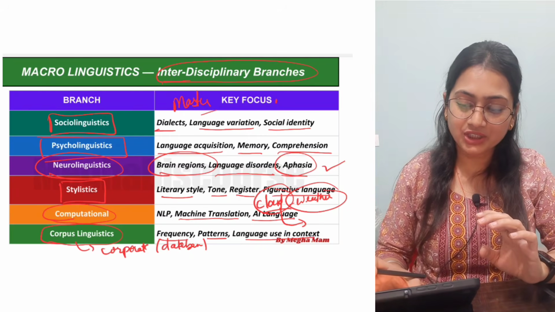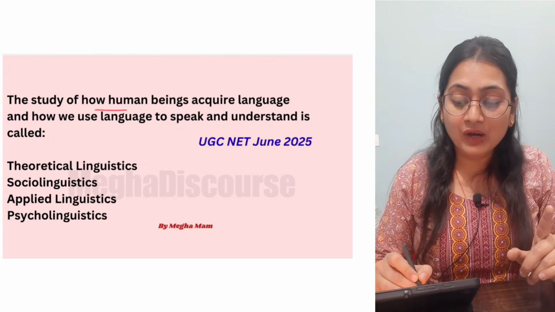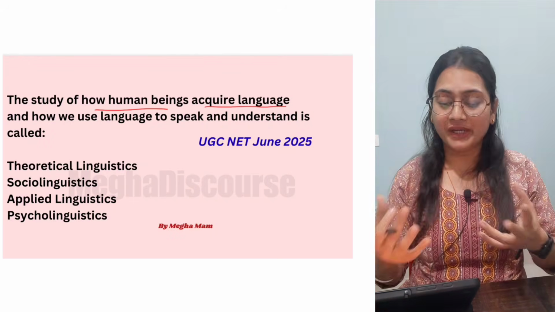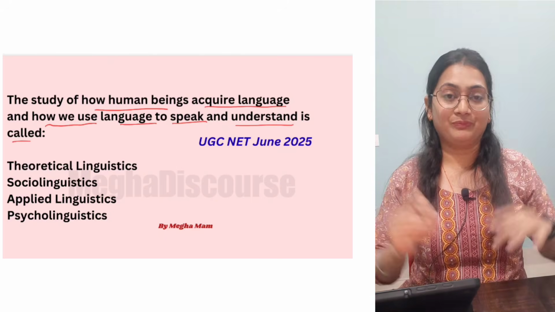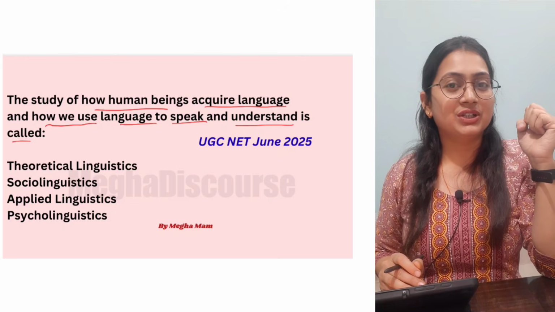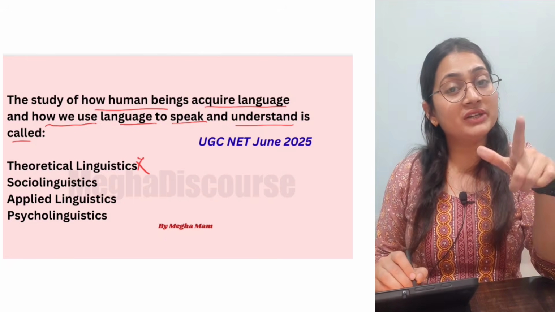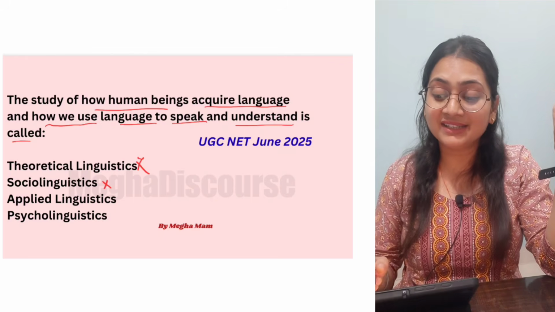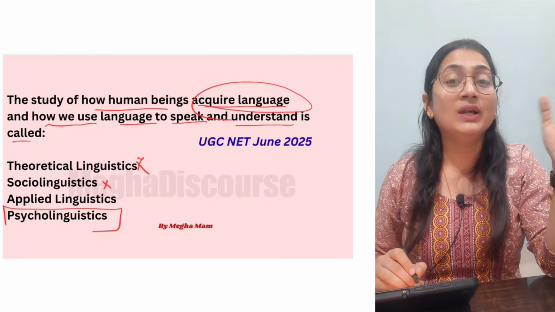Okay, now this is the question related to this branch. It says: the study of how human beings acquire language, how human beings acquire language and how we use language to speak and understand, is called what? Now, what is the meaning? How can we understand language? How can we acquire language? So this is what we call theoretical? No, it means theory based. Sociolinguistic means sociology based. Applied means we have to apply something. And it is called acquiring language, how human beings acquire it. So this is psycholinguistics.